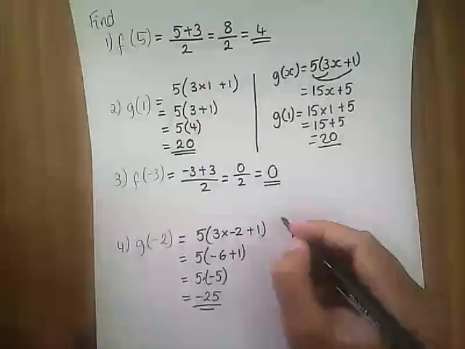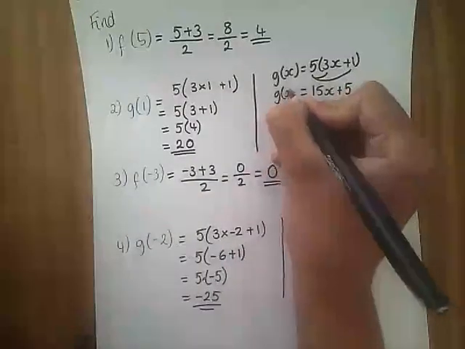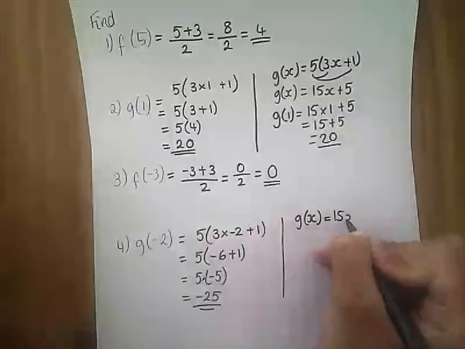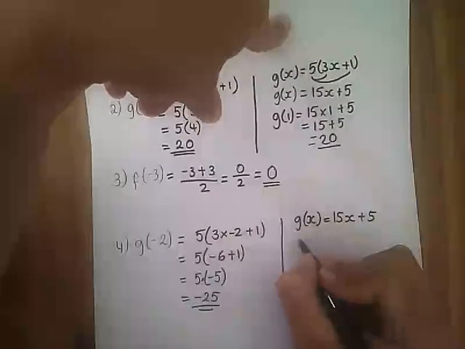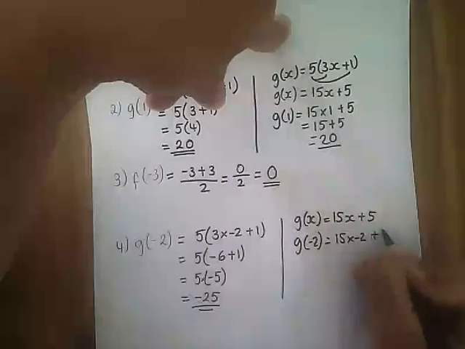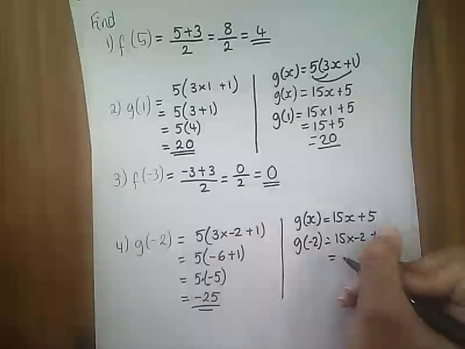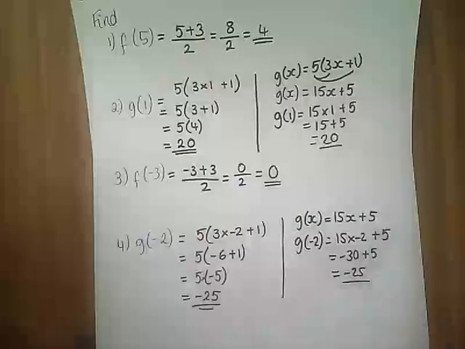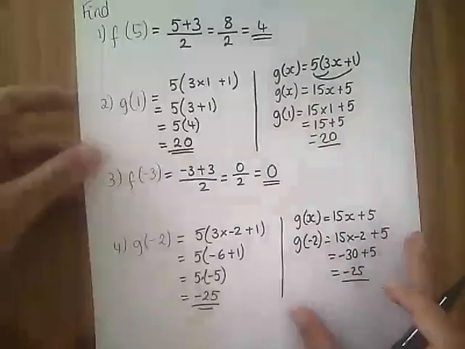Again, we knew that g of x up here is the same as 15x plus 5 because we just expanded the bracket. So we could do g of minus 2, we could do 15 times minus 2 plus 5. 15 times minus 2 is minus 30. Add 5 makes minus 25. Either way is perfect.